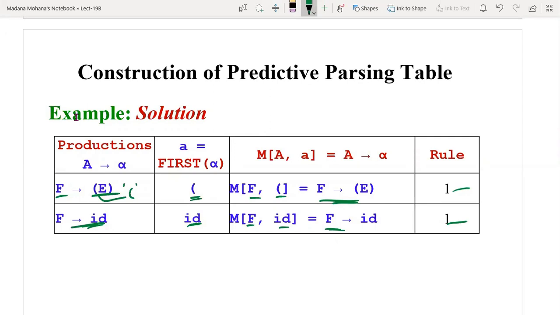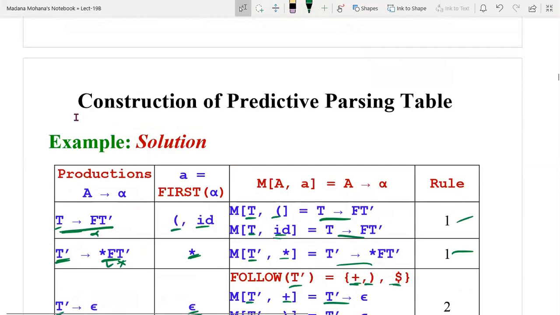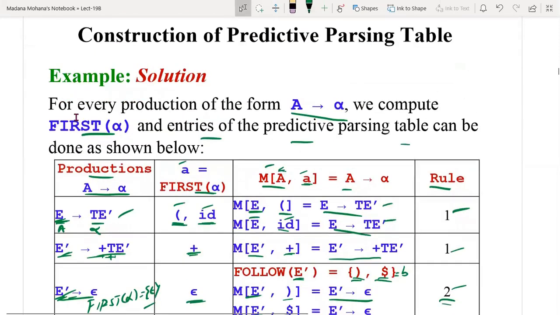So if first of alpha is a terminal, you can apply rule 1. If first of alpha contains null, you can apply rule 2. So by using rule 1 and rule 2 for all the productions, now we obtained the entries. Now in the table, you can fill in all these entries.